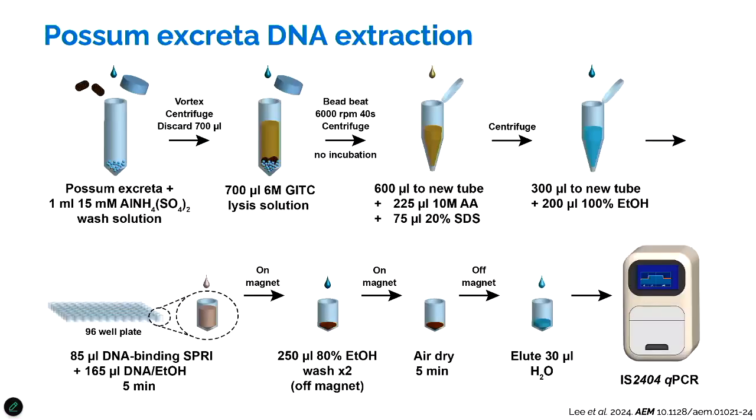Now, for our method, what we essentially did was pre-treat the possum scat samples with an aluminium ammonium sulfate solution to try and bind out those humic compounds. The sample was then subjected to chemical lysis with a GITC solution and then mechanical lysis through bead beating, after which proteins were precipitated and then DNA precipitated, followed by DNA cleanup with a SPRI bead-based method, after which testing is then performed.